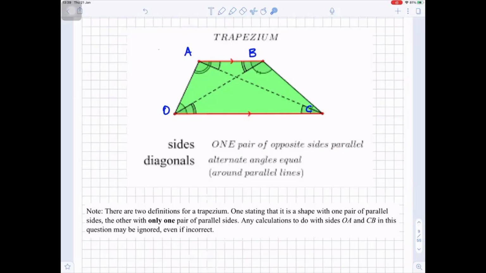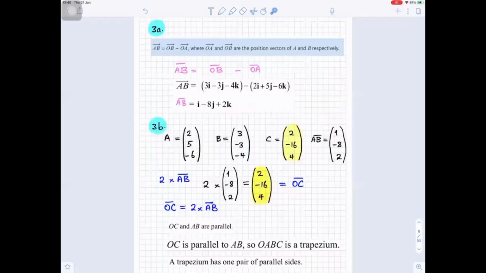It is important to note that there are 2 definitions for a trapezium. One stating that it is a shape with one pair of parallel sides, the other with only one pair of parallel sides. So any calculations with OA and BC in this question may be ignored, even if it is correct. You just want to show that 2 sides are parallel. So that's your complete answer for questions 3A and 3B.